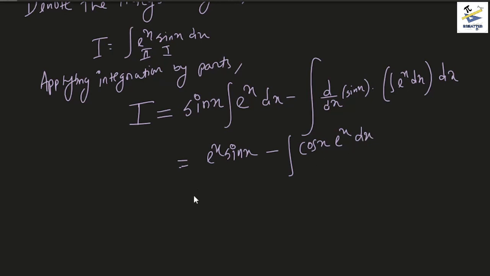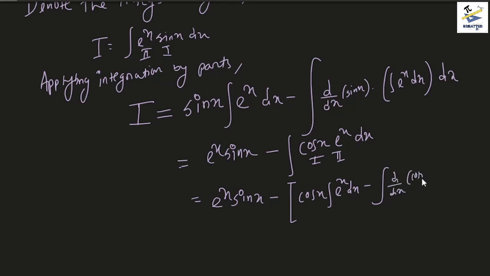Now this is another integral, so again we apply the same integration by parts technique with cos x as the first function and e to the power x as the second function. Notice how we have to do integration by parts twice here, and you will see why. It becomes cos x into integration of e to the power x dx minus the integration of d/dx of cos x, and as you know integration of e to the power x dx is just e to the power x. I'll just write e to the power x dx here.